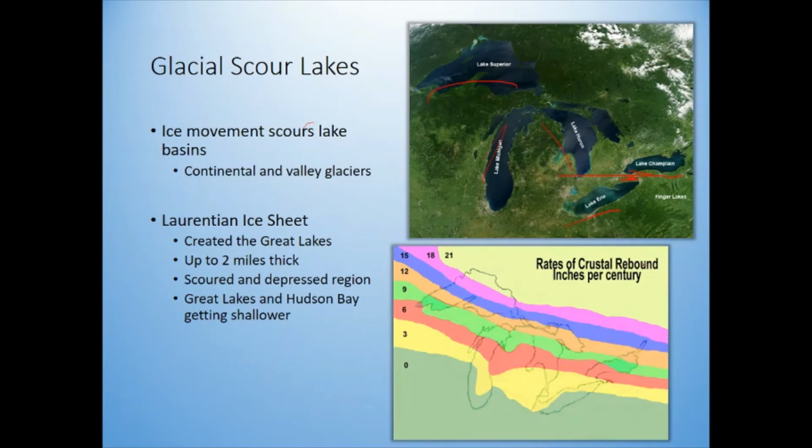as the crust is rebounding. The farther north you go, the faster it rebounds, because it was weighed down more with ice, where this is kind of the edge of the ice. The northern part of Lake Superior is rebounding at 21 inches per century, and part of Lake Michigan is at 3 inches per century. So in, I forget how many tens of thousands of years, Hudson Bay should essentially completely go away as the crust rebounds and there's no longer that depression there. And the Great Lakes will also do that.